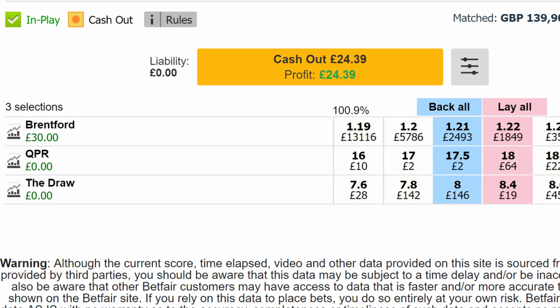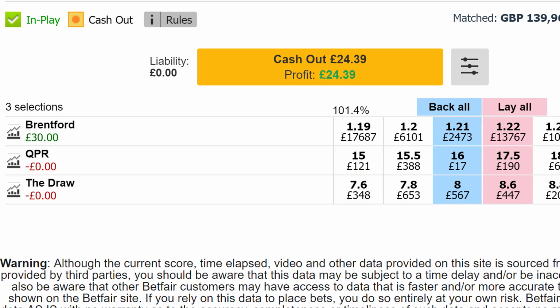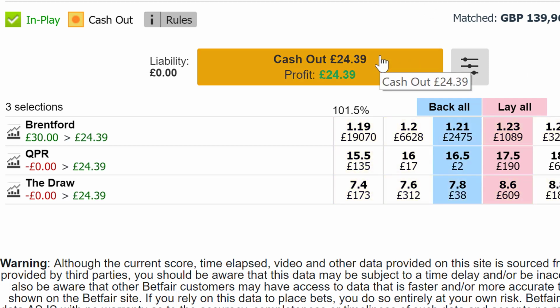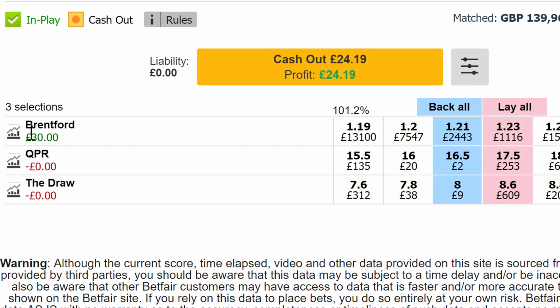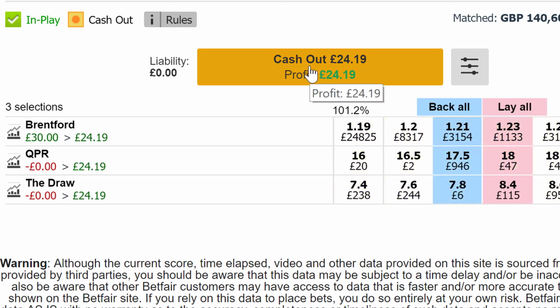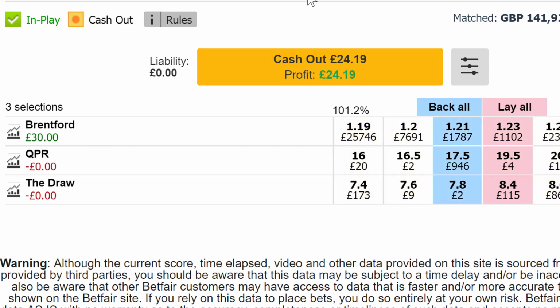I just laid Brentford with £100. Remember, we backed them at 1.52, so I just laid them at 1.22 after they've just taken the lead. But now I could cash out for an equal profit of £24.39. But of course, while they're dominant, you could let it run for a little bit longer. A second Brentford goal would be great. You'd get a much bigger profit potential just for letting it run, and of course you have no risk on all the other outcomes there. So you can also let it run as a free bet.